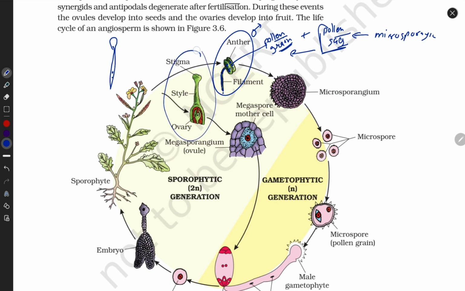Now, this is the female sex organ. This is the sign of female. This is the stigma part. This is the style part. Here pollen grains reach and make a pollen tube and fertilize the egg cell.